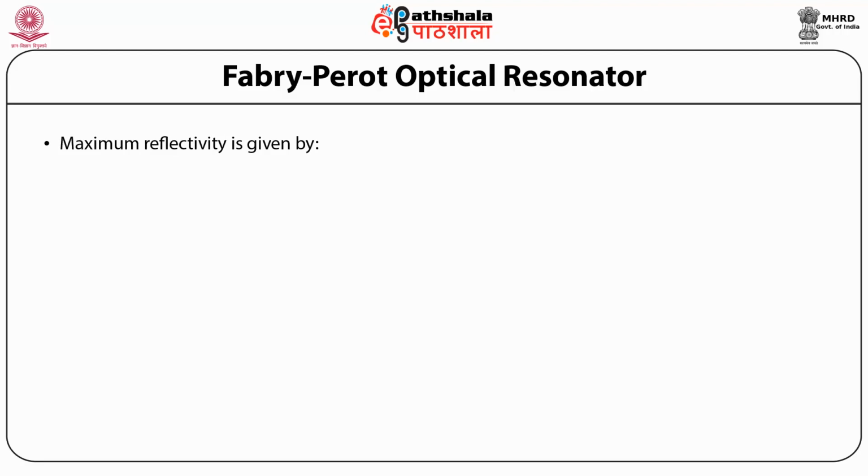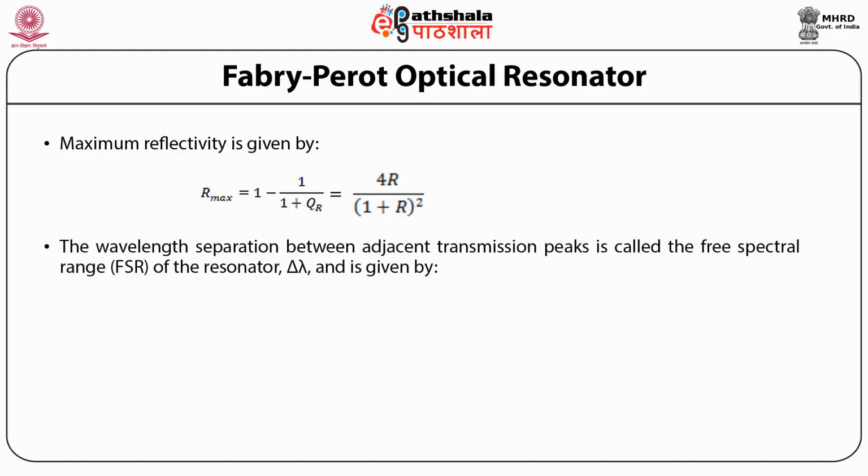Maximum reflectivity is given by R maximum equal to 1 minus 1 by 1 plus Q_R, which equals 4R by (1 plus R) square. The wavelength separation between adjacent transmission peaks is called the free spectral range, FSR, of the resonator, delta lambda, and is given by delta lambda equal to lambda naught square upon 2 n L cos theta plus lambda naught, which is approximately lambda naught square upon 2 n L cos theta, where lambda naught is neglected being small.